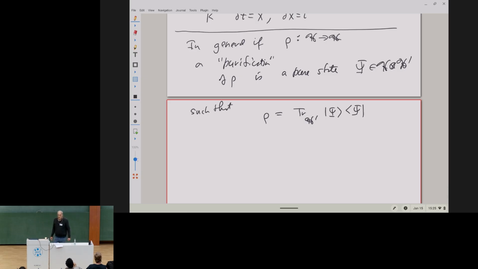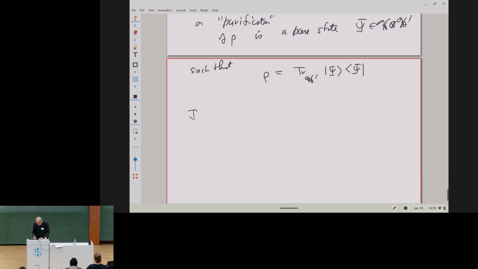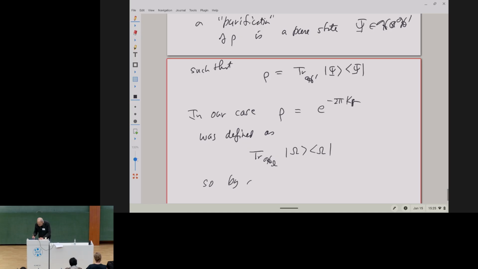This is probably a familiar notion. So in this case, rho equals e to the minus 2 pi kr, which was defined as the trace over H left of the vacuum projection operator. So by definition, the vacuum state is a purification of rho r or of rho l.